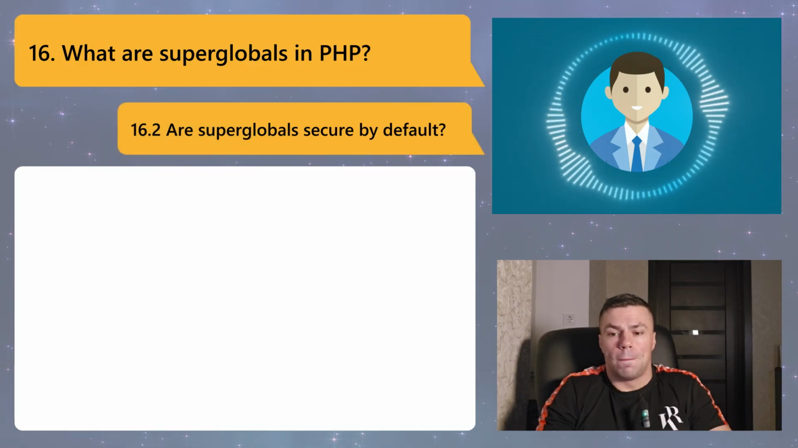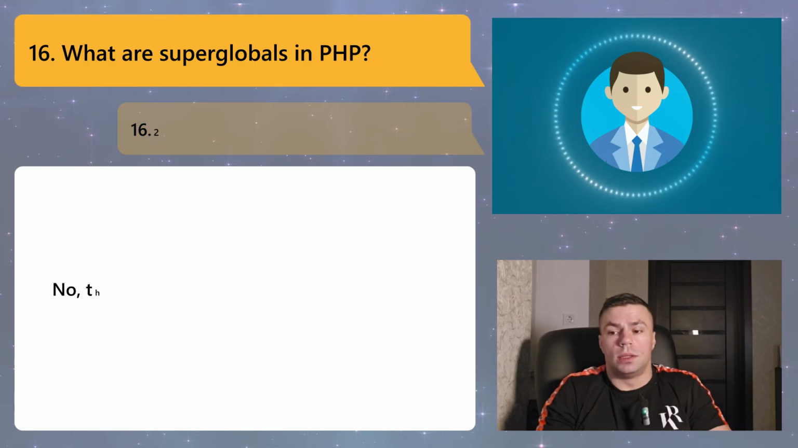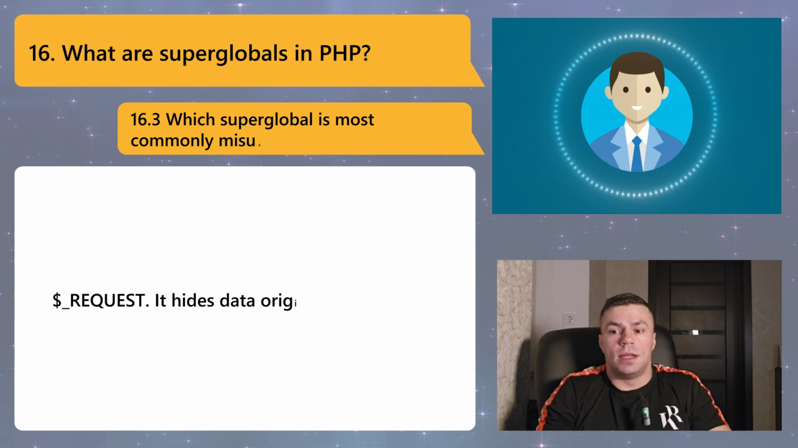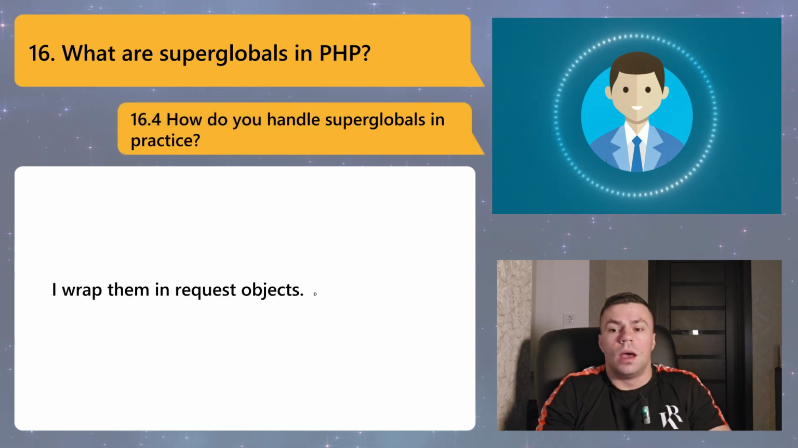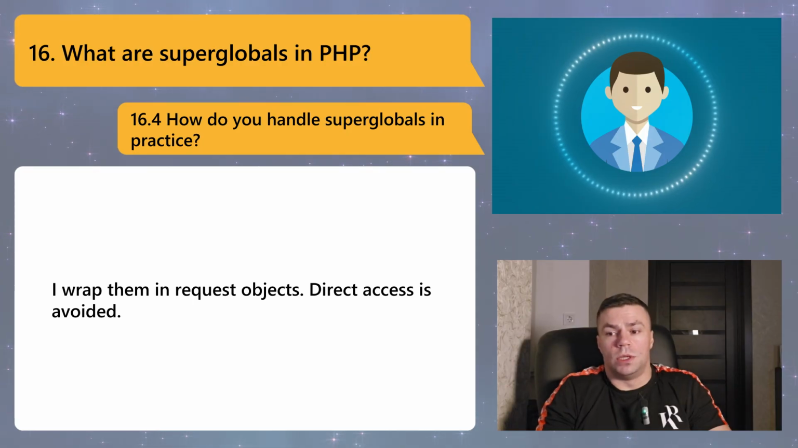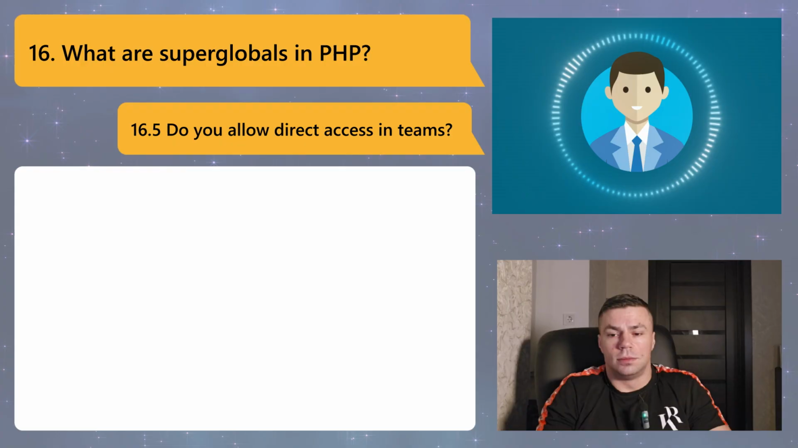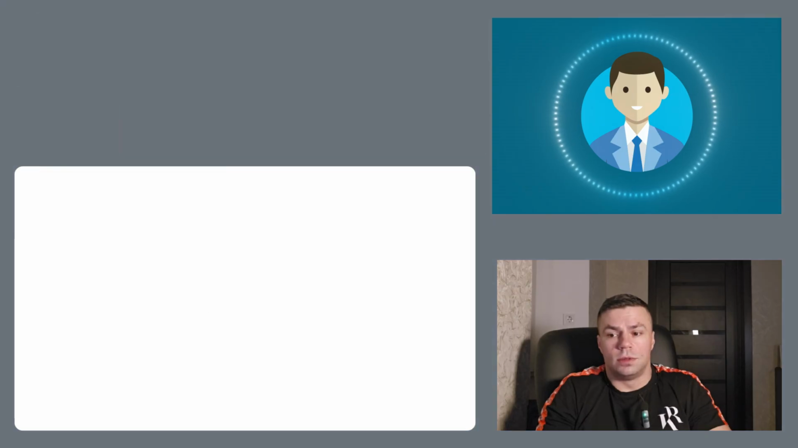Are superglobals secure by default? No, they contain raw input. Validation is required. Which superglobal is most commonly misused? $_REQUEST, it hides data origin. How do you handle superglobals in practice? I wrap them in request objects. Direct access is avoided. Do you allow direct access in teams? No, it is discouraged. Abstractions are enforced.